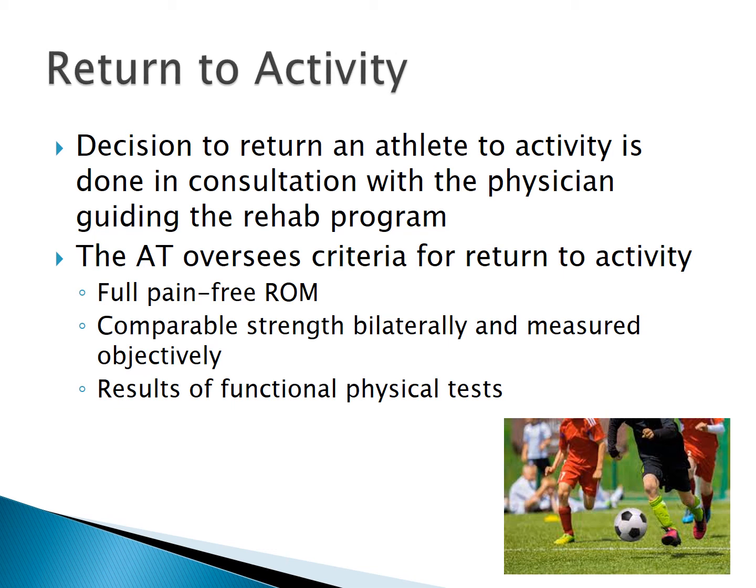These criteria will contain specific physical parameters such as pain-free range of motion, strength comparable to the opposite extremity as measured in an objective fashion, and the result of a functional physical test. Developing valid and reliable functional tests that can be used for upper and lower extremity injuries is currently an active area of research in sports medicine.